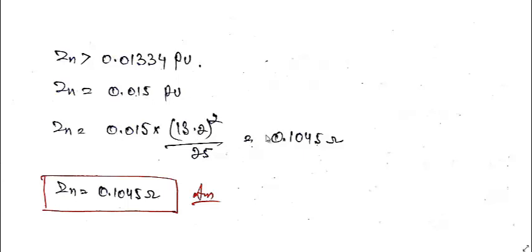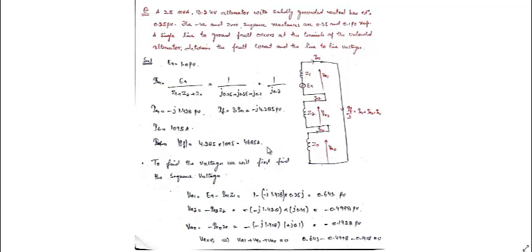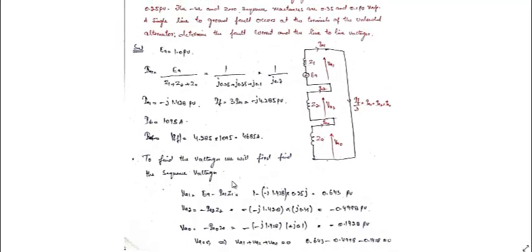So by multiplying by the base value of the impedance, that is 13.2 squared divided by 25, it comes out to be this value. So this value can be used in the neutral of the generator to make the current less in case of a single line to ground fault than the three-phase fault. Now we'll continue with some more numericals.